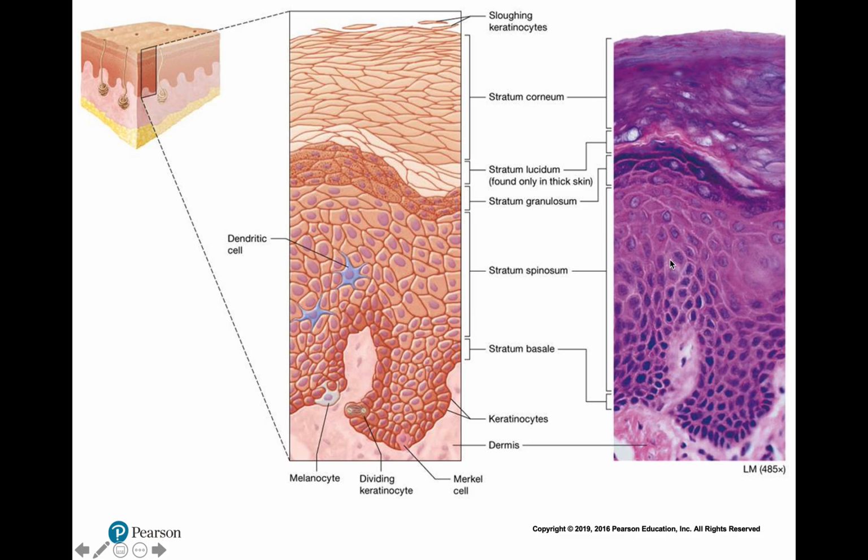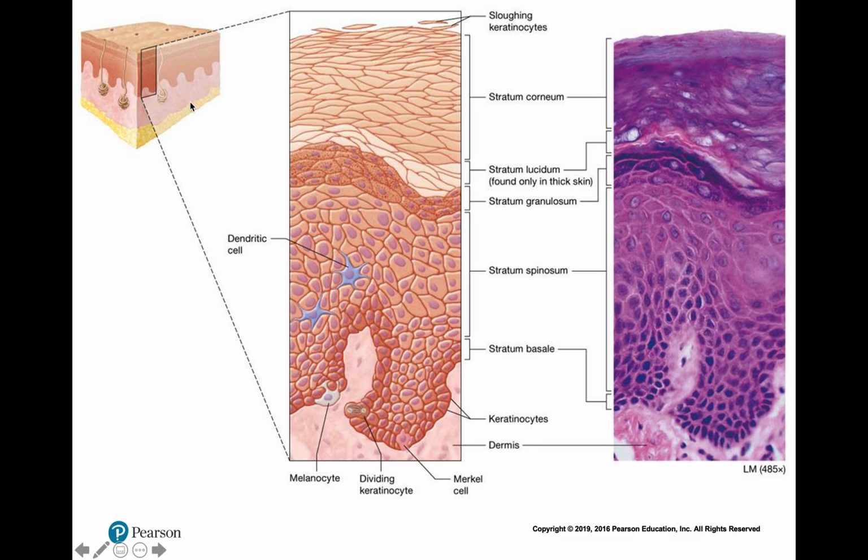Now, as these keratinocytes of the stratum spinosum move up towards the stratum granulosum, what happens now is that the keratinocytes of the stratum granulosum start to accumulate all of these cytoplasmic granules. And those granules are going to be keratin granules. So lots and lots of keratin protein in these little granules, that tough fibrous protein.